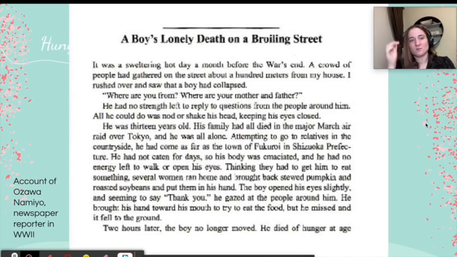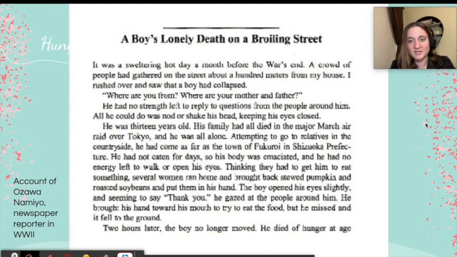So here's kind of like a newspaper clipping of a reporter in World War II talking about how bad hunger was. So it says, "It was a sweltering hot day a month before the war's end. A crowd of people had gathered on the street about 100 meters from my house. I had rushed over and saw that a boy had collapsed. 'Where are you from?' 'Where are your mother and father?' He had no strength left to reply to questions from the people around him. All he could do was nod or shake his head, keeping his eyes closed. He was 13 years old.